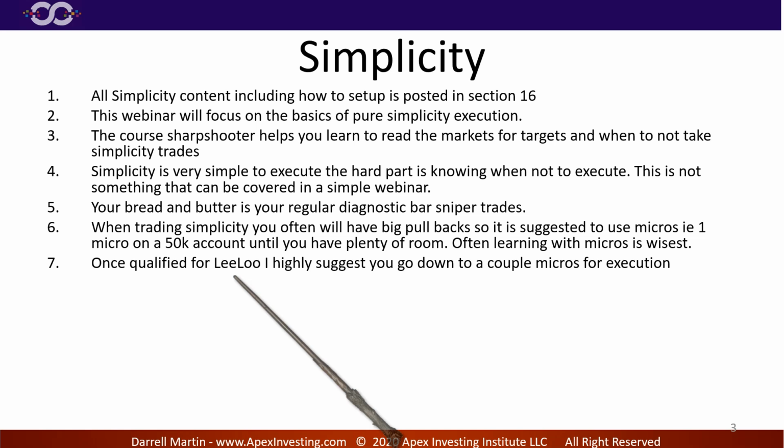So I got about a dozen people saying they've got funded and they've lost their account. And we've had well over 100 people get funded just since we launched the program a couple months ago. So when you get funded, go smaller. You're not trying to make $2,500 or $3,000 in 10 days or whatever. So just go smaller. Just do 2, 3, 4, maybe 5 micros. And just take it easy.